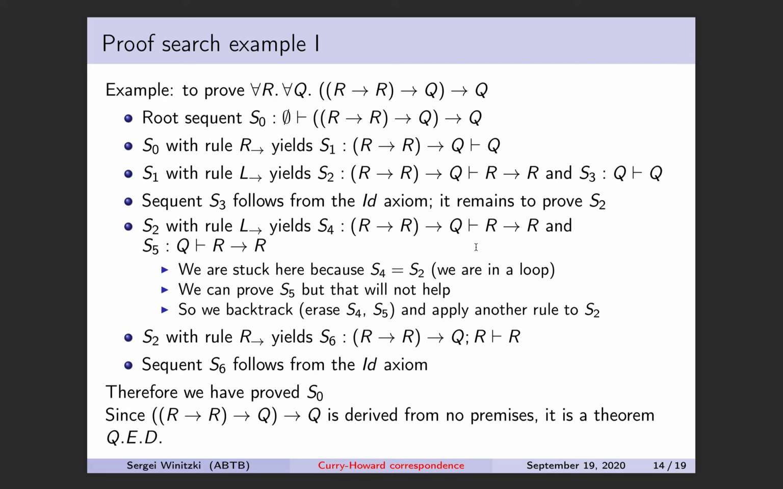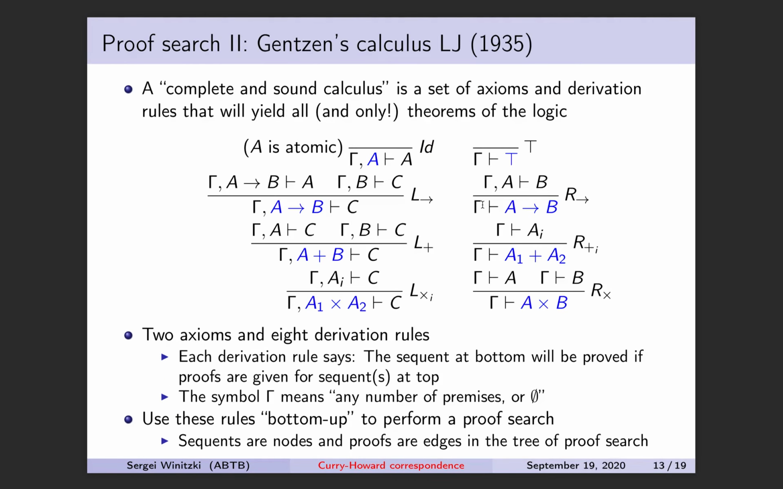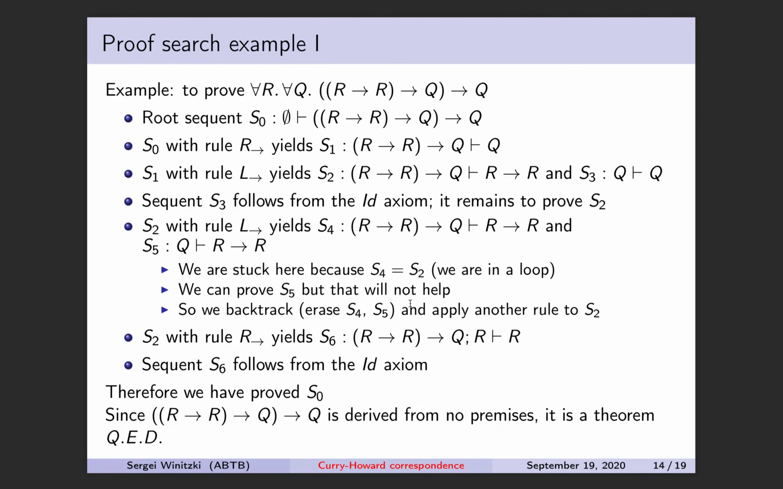Let's backtrack. The problem with the loop was that we applied the left implication rule to the sequent S2. Let's not apply that rule because it gives us a loop. But what else applies to the sequent S2? S2 is this sequent. It has implication also on the right. Let's try to use the right implication rule for it. That gives us 1 new sequent, which is S6, which is this one.